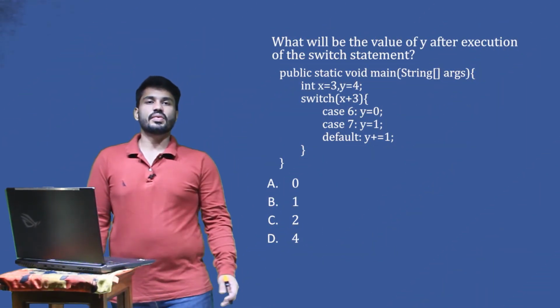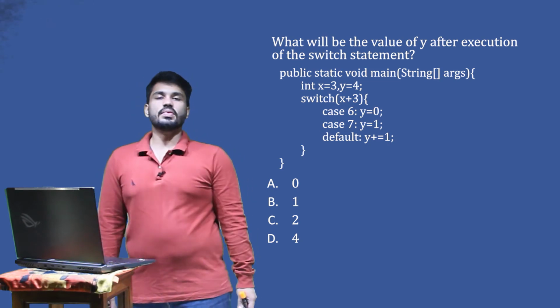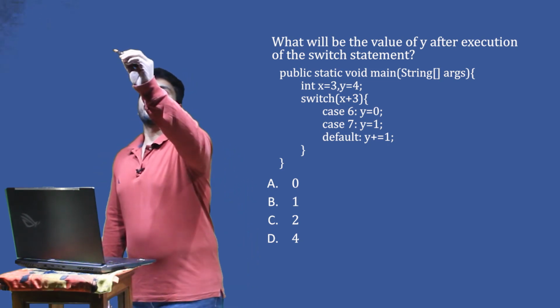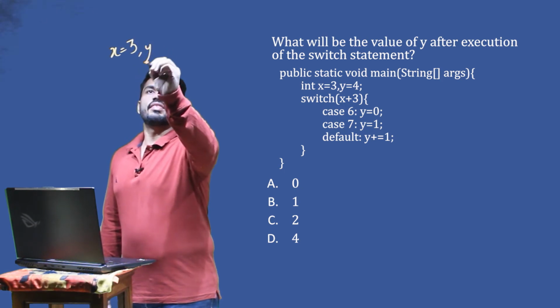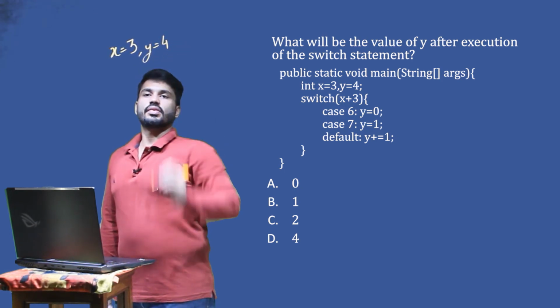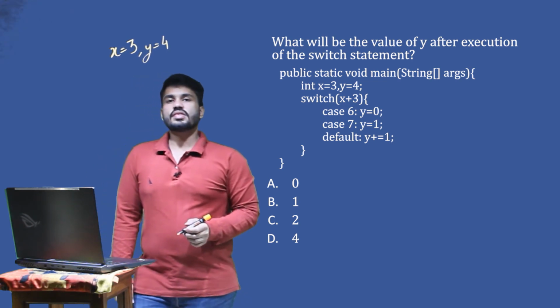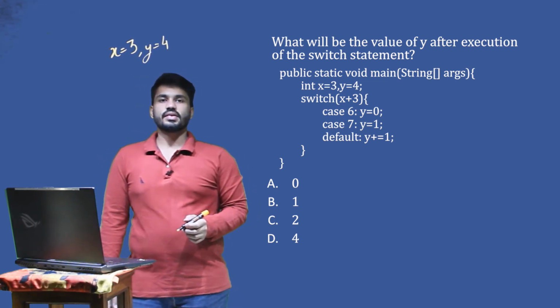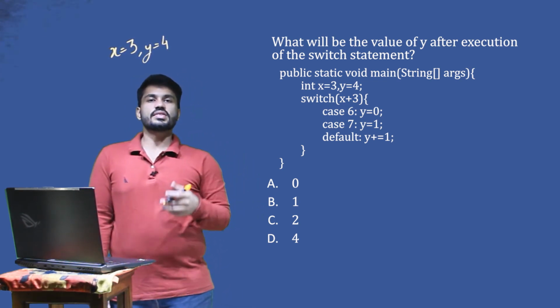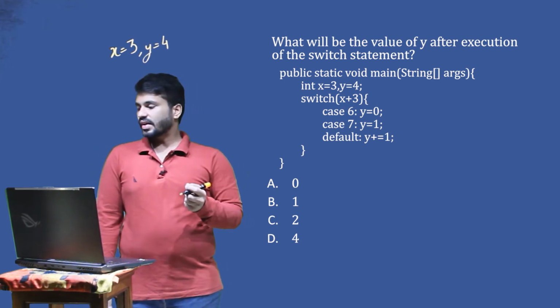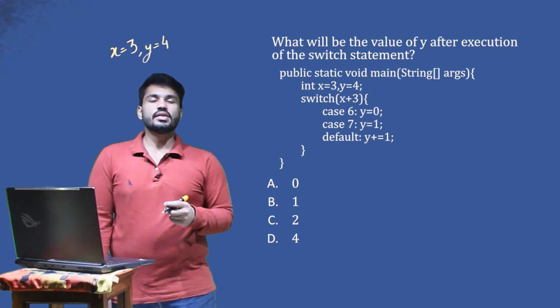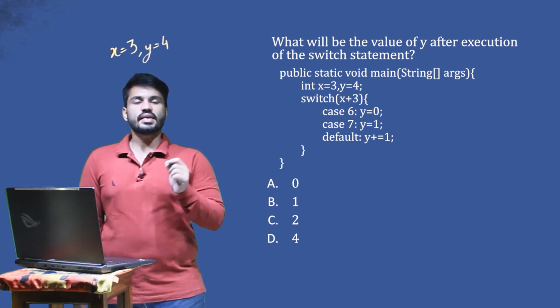Moving on to the next question, we have two variables x and y. Value of x is 3 and value of y is 4. So in the switch statement, we have x plus 3. So x is 3, so x plus 3 will be 6. In this we have case 6, case 7 and then a default. This will match with case 6.